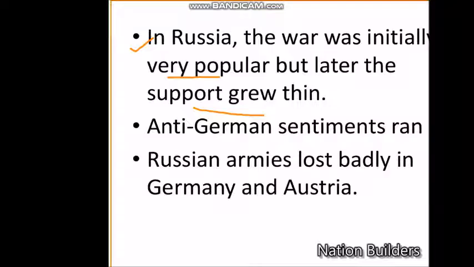Initially, people rallied around Tsar Nicholas. As the war continued and grew tough, the Tsar refused to consult the main parties of the Duma. As the war prolonged, the Tsar was not concerned about the Duma and refused to take consultation from it. So, on the other hand, the support became thin.